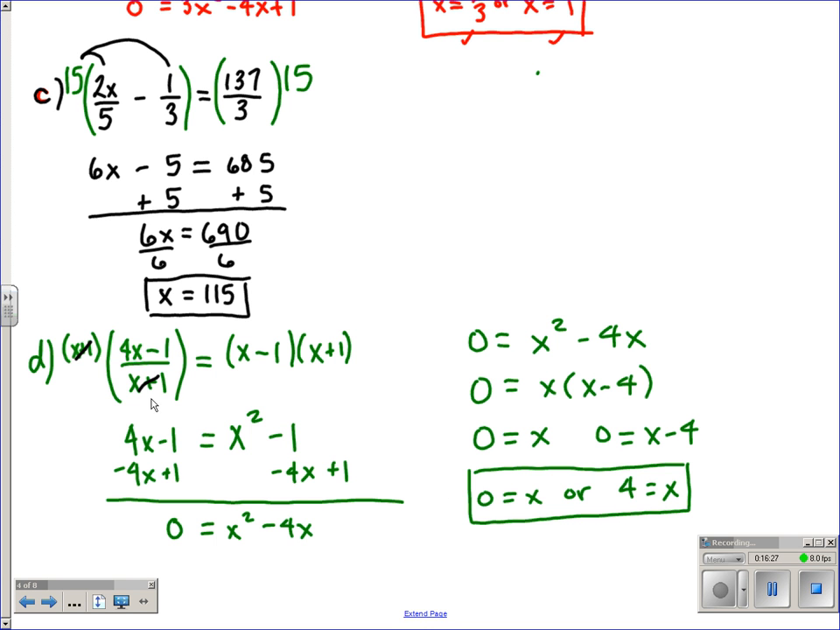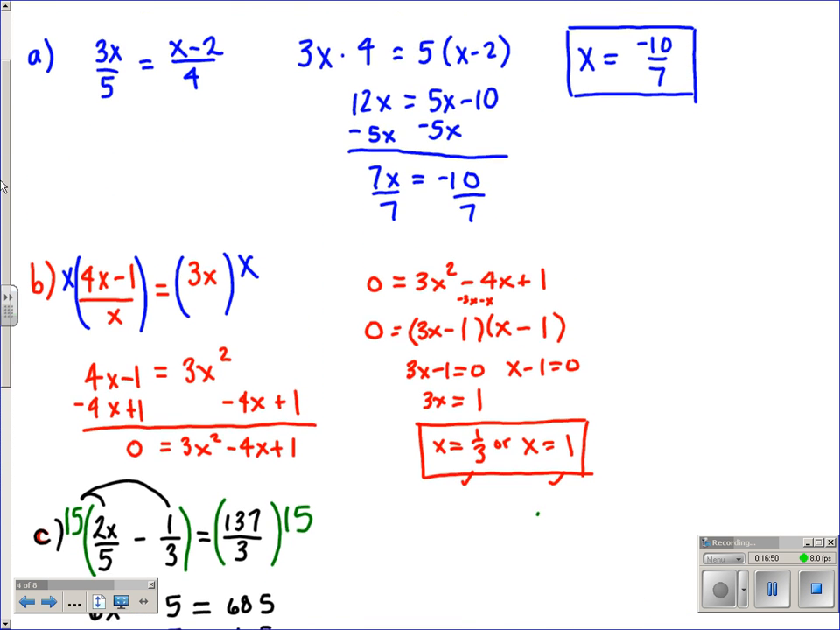Now when we go back up here and we look at this, what's the only value that x cannot equal that would make this an invalid statement? That is if x was negative 1, and since we didn't get either of those there, neither of these are a restricted value, we are good to go. So that is our answer, x equals 0 or x equals 4.